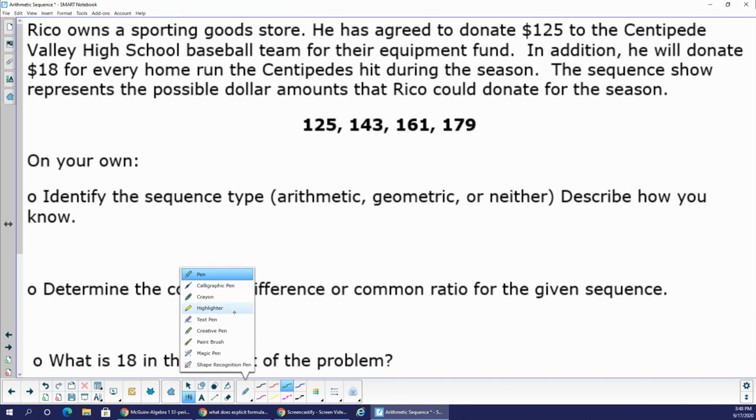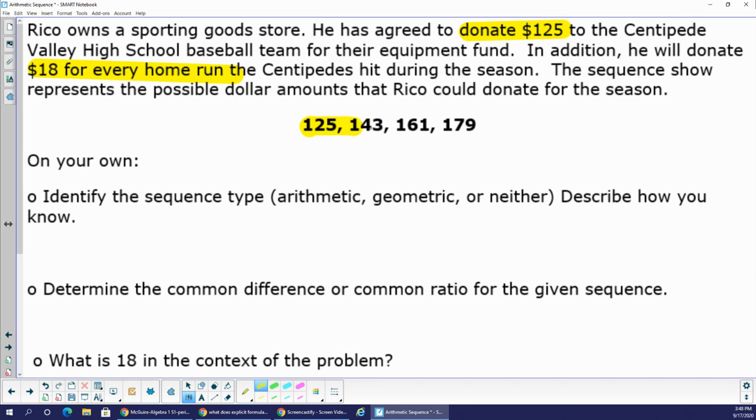So I'm going to go ahead and we're going to highlight some important information up here. So first off, he is donating $125 to the baseball team, even if they hit no home runs. So right off the bat, we're starting with a $125 donation. And then he's also going to donate $18 for every home run the Centipedes hit. And then as you can see down here, we do have our sequence right here.